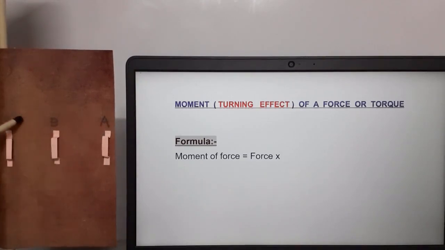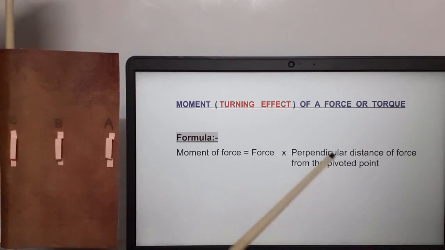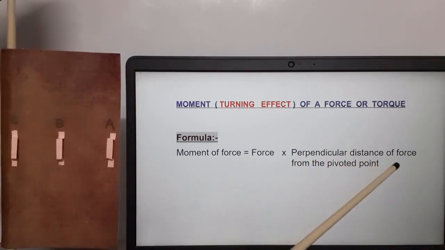Perpendicular distance of handle A is maximum. Perpendicular distance of handle B is a little less than A. And perpendicular distance of handle C is minimum. Perpendicular distance between line of action of force and the axis of rotation, right? So what is the next factor? It is the perpendicular distance of force from the pivoted point.